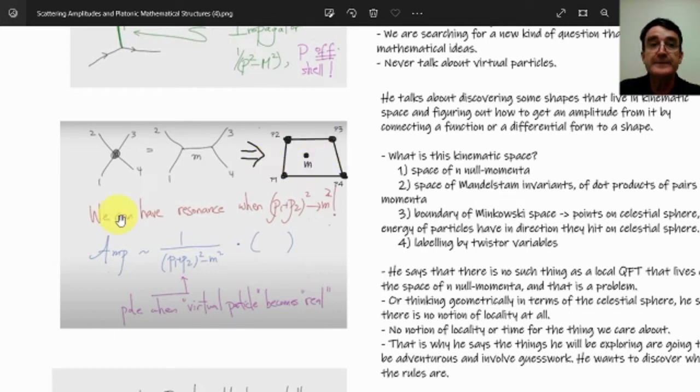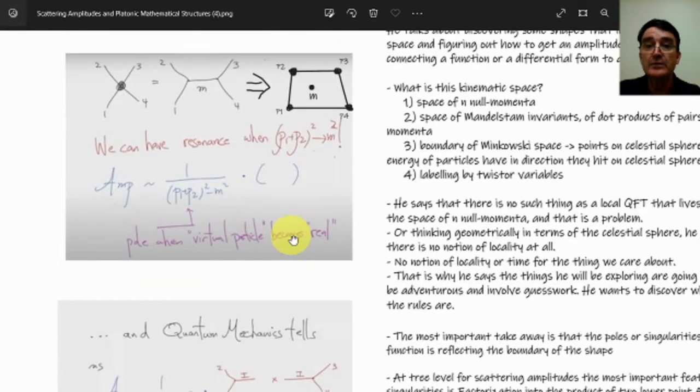And particle M is a point inside the shape. So we have what's called resonance when (P1 plus P2) squared goes to M squared. The scattering amplitude is given by the expression 1 over (P1 plus P2) squared minus m squared, and we get a pole here when the virtual particle becomes real. So when (P1 plus P2) squared is equal to m squared, this becomes real, and it blows up.